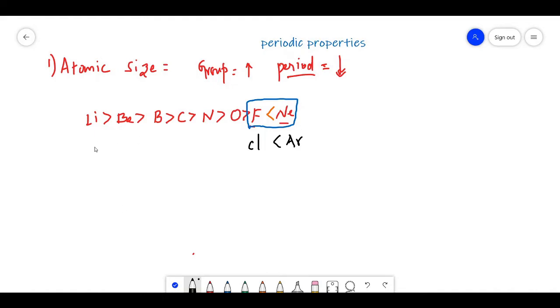Next, the second property is ionization energy.